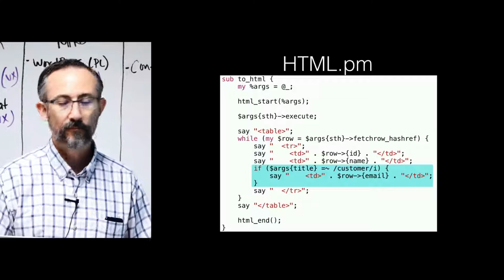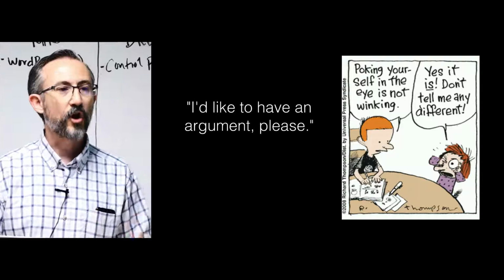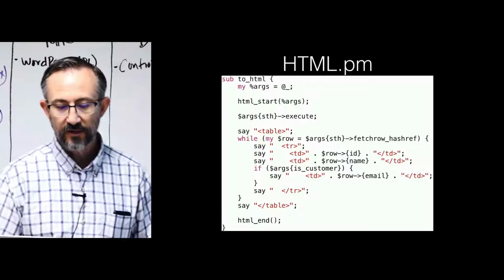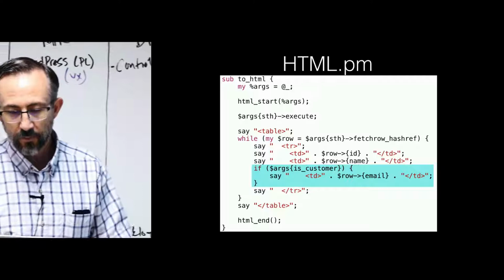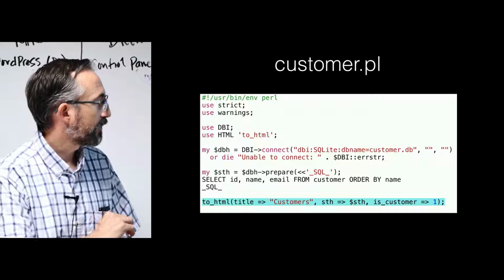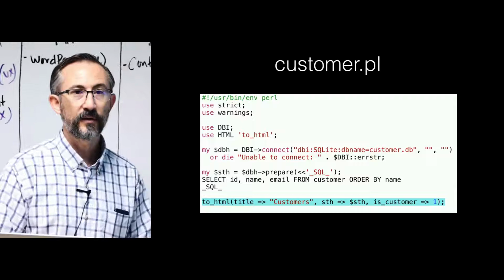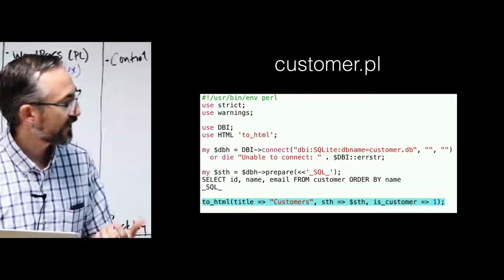So what we want is a different argument, right? So we might do something like this. Instead of keying off of the title, we actually dedicate an argument to this. We'll have to change our application. Instead of passing in title and the rows, we also have to pass in a new argument. But this is probably good because this is an application concern. We want this application to behave differently from the other one. So we pass in a new flag.